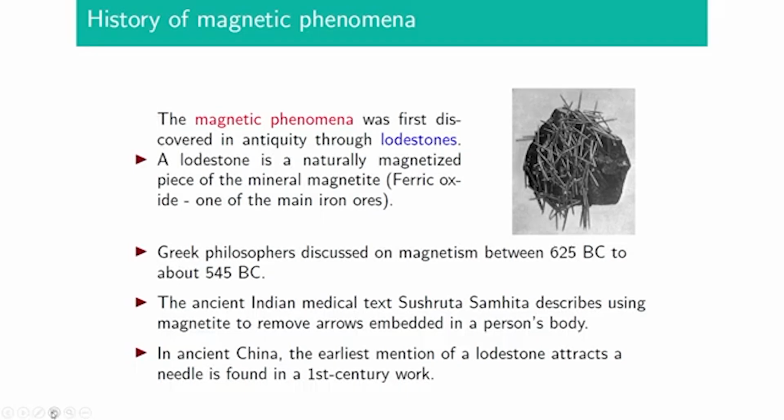The Greek philosophers discussed magnetism between 625 before Christ and about 545 before Christ, and the ancient Indian medical text Sushruta Samhita also mentions the usage of these magnetites in removing metallic objects embedded in a person's body. And in ancient China, the earliest mention of a lodestone attracting a needle is found in a 1st century work.